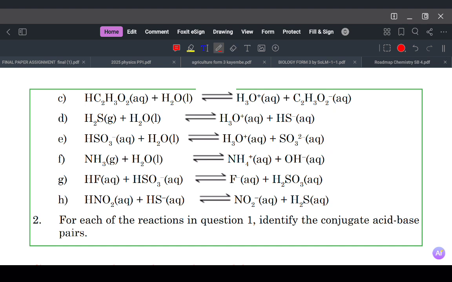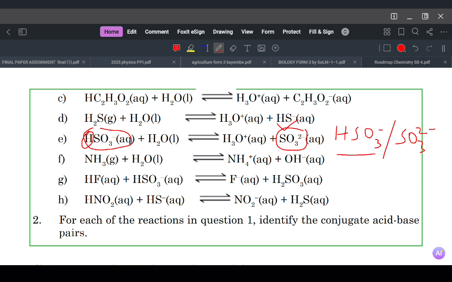All right, let's look at example E. Here we have this species and this one here. They only differ by a hydrogen atom. There's one hydrogen here and there's none on this one. So in this case, the conjugate acid-base pair will be HSO3- stroke SO3 2-.